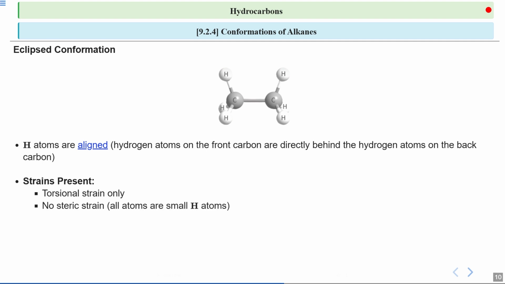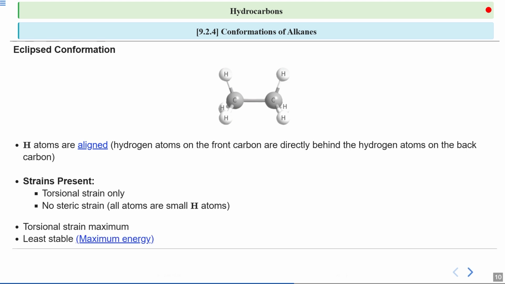There is no steric strain in this conformation because steric strain usually happens when larger atoms or groups are close to each other. But since we have only small hydrogen atoms, that is not an issue at all. Now we learn that the maximum torsional strain is found in the eclipse conformation. Remember this. So this means that the molecule is under a lot of stress during the alignment of the molecule in case of eclipse conformation.